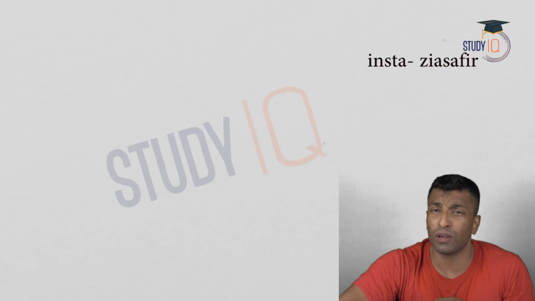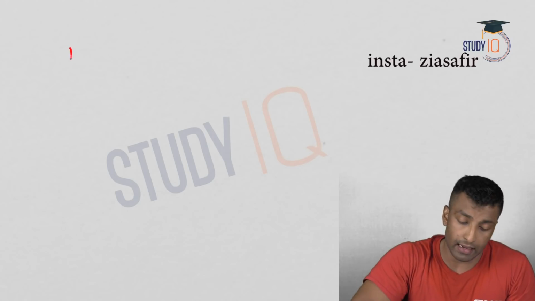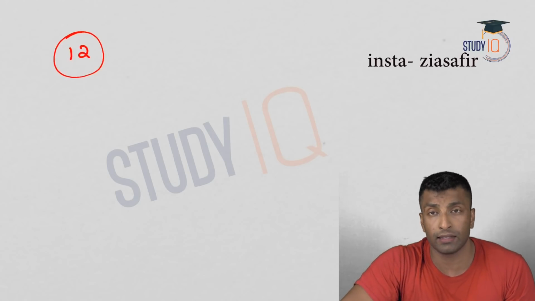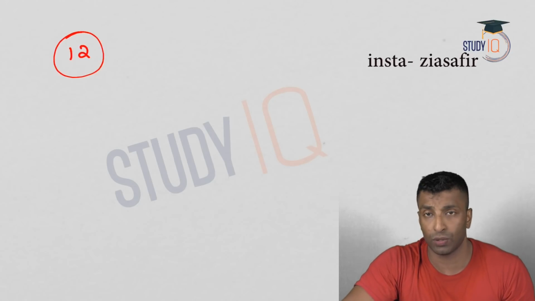We have discussed all the different types of direct taxes. 12 types we have discussed. In the next session, I'll be talking about indirect taxes. In between, I'll be talking about history sessions also.